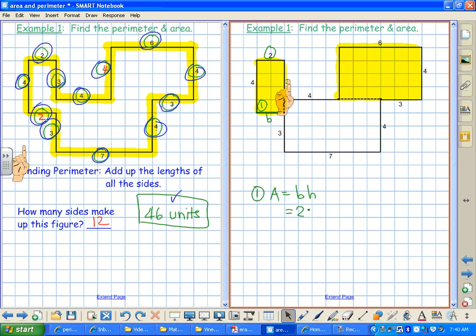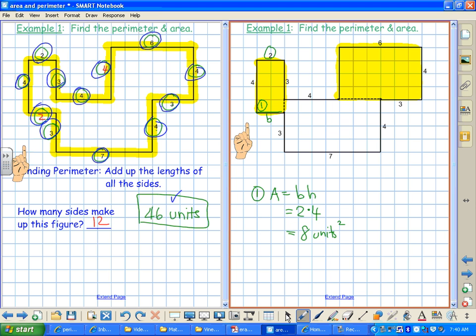Well, the 3 is really this length right over here. It's not the full length. It only goes up to this point here. And so the 4 is really the height of this rectangle. So you want to use the 4. So it's going to be 2 times 4, which makes it 8 units squared. Okay, so that's my area for the first composite figure.